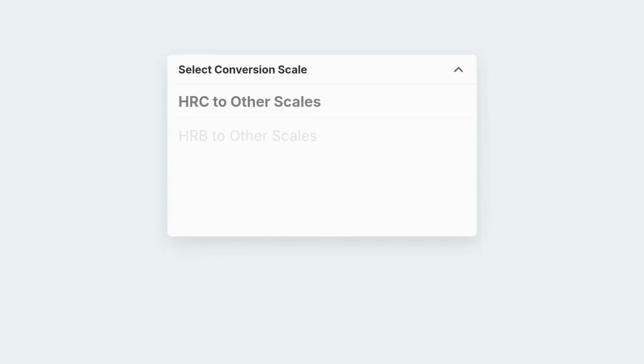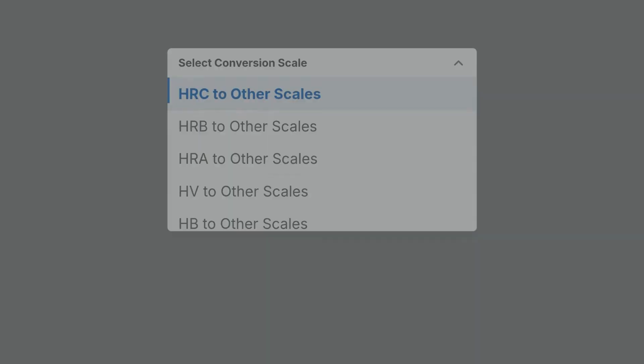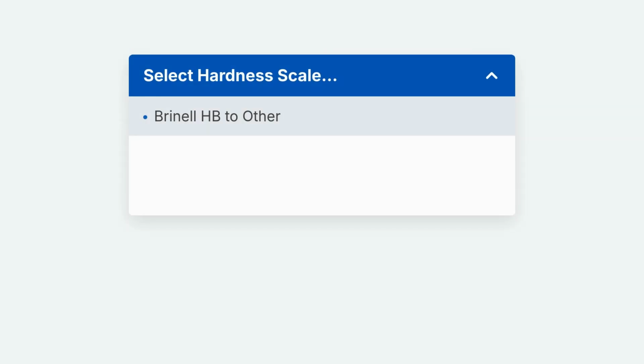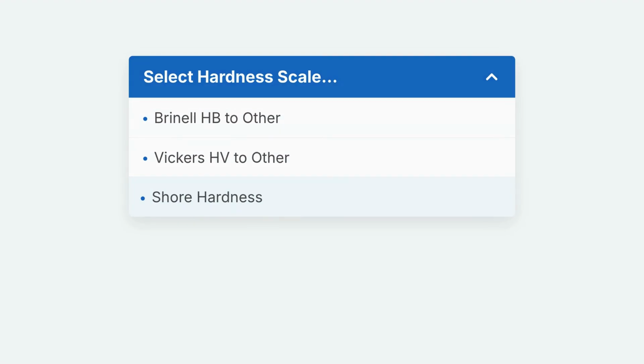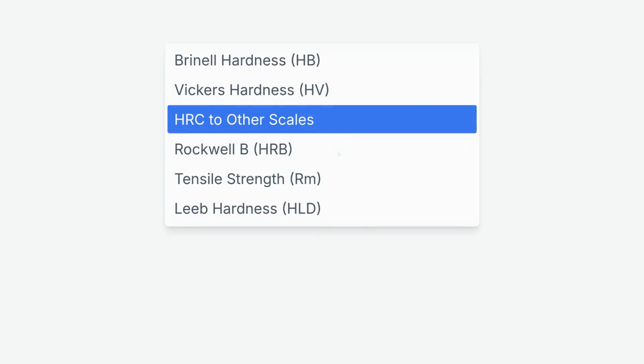This offers 6 options: HRC to other scales, HRB to other scales, HRA to other scales, Brinell HB to other scales, Vickers HV to other scales, and Shore Hardness to Rockwell. For today's demonstration, I'll select HRC to other scales.